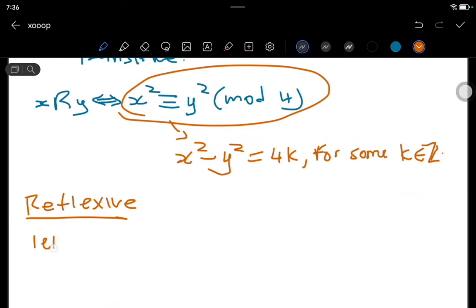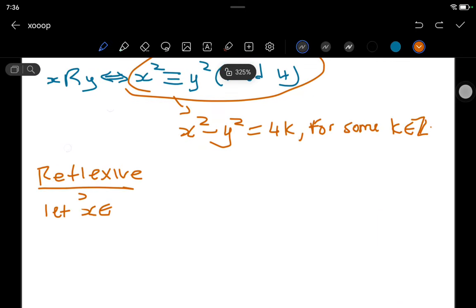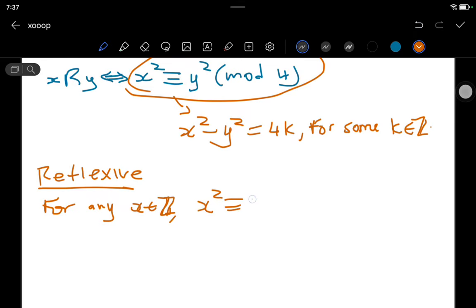For reflexive, we let an element of the set which the relation is defined on, which is Z. So we let x be an element of Z, or we can say for any x element of Z. If we take x from Z and replace, we have x squared congruent to x squared mod 4.